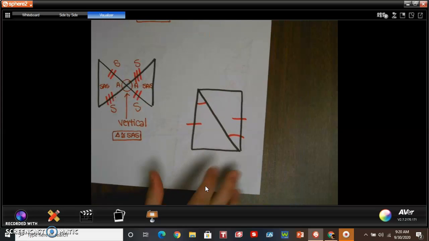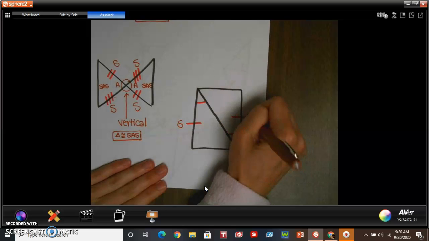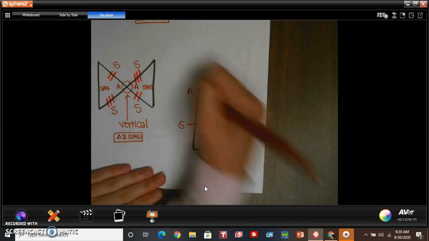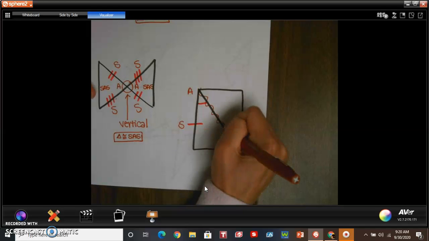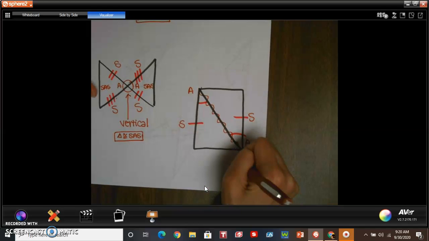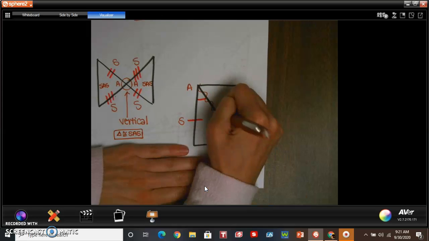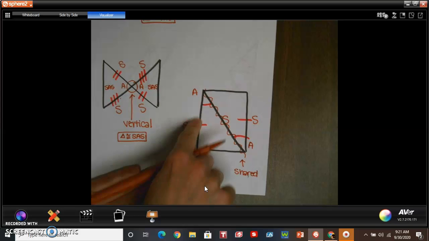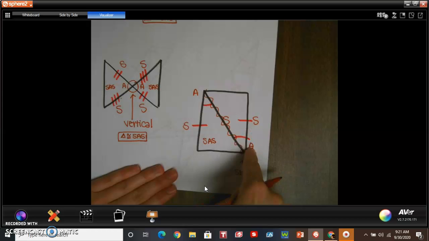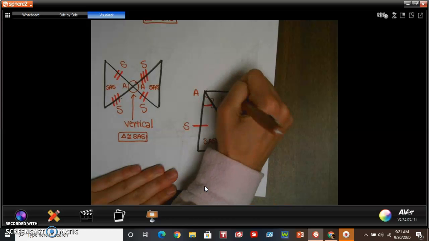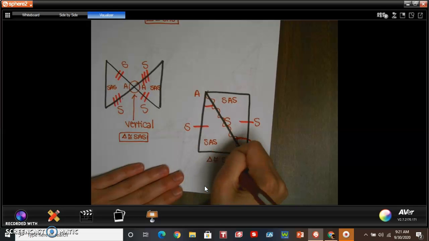Okay, let's look at this one. All right, we have our 1 dash marks, so that's our side. We have our 1 arcs, that's our angle. But what else do we have going on? Oh, we got that shared side. And remember, if they share a side, that means it's congruent. So we can label that S. So this says side angle side. And this one also says side angle side. See how they match? That means the triangles are congruent by side angle side.